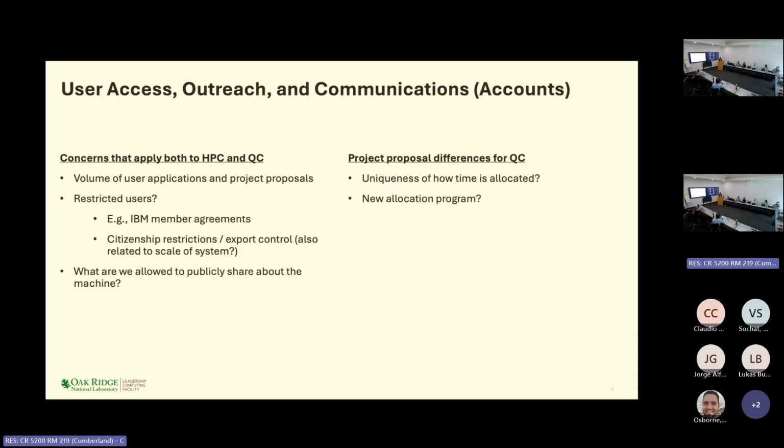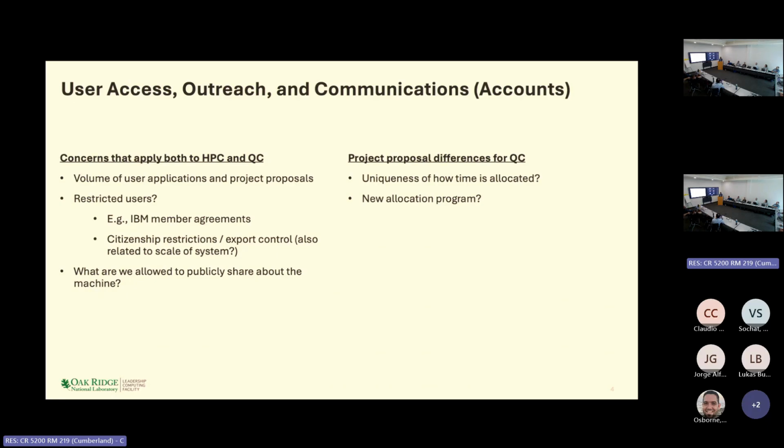How many users are we expecting? Are there any restricted users? For example, even on the IBM cloud, we have to have a user agreement between an institution, us, and IBM, right? Or maybe there are some restricted pass rules for security. So are there citizenship restrictions, export control, or things like that? And in general, what are we actually allowed to say about the machine? Can we actually publicize error rates on our website, which is what users would find interesting? But from a legal point of view, are we even allowed to touch that at all, on both sides, on the Oak Ridge side or, for example, the IBM side, right?